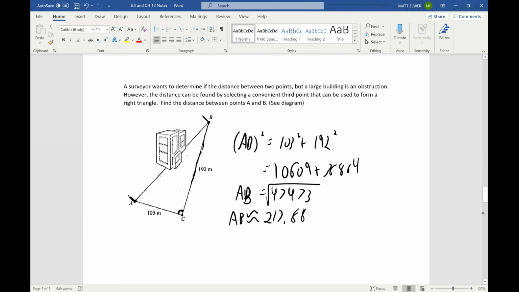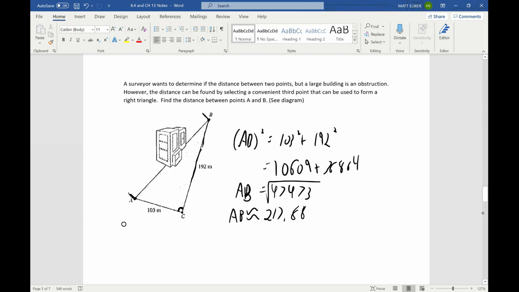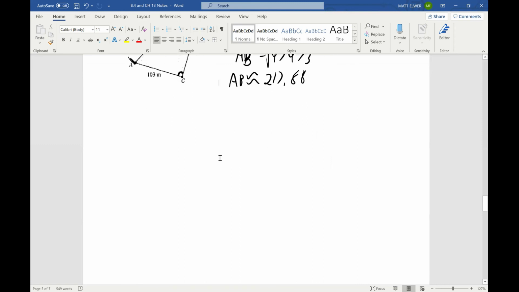Okay. Any questions on any of the Pythagorean theorem stuff? So anything from this section? Okay. So we will move on then.